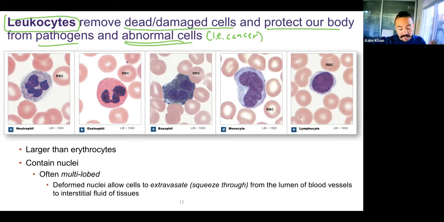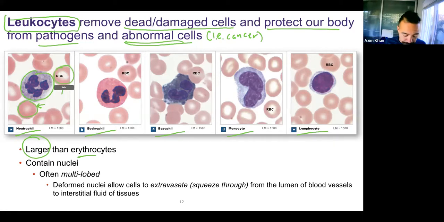So, there are 5 basic types of leukocytes. There's actually many more and many more subtypes, but here are 5 basic types: neutrophils, eosinophils, basophils, monocytes, and lymphocytes. We'll go through each one by one here in a second. What you should know in general is that these leukocytes are larger than erythrocytes. Look at the comparison in this first picture: here is a neutrophil, one type of leukocyte, and then the erythrocyte next to it.